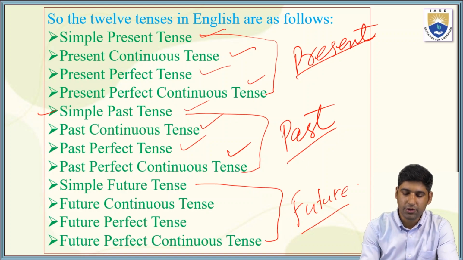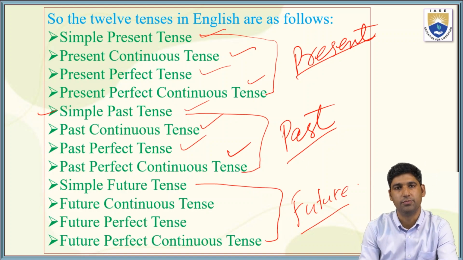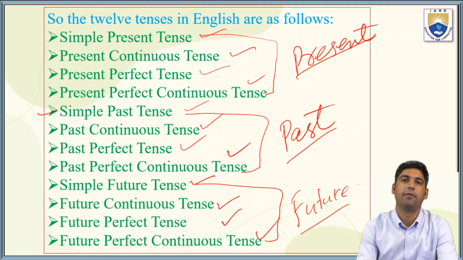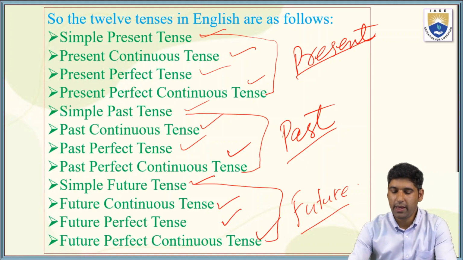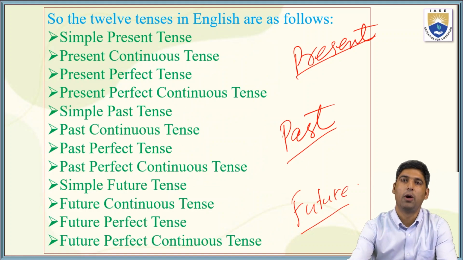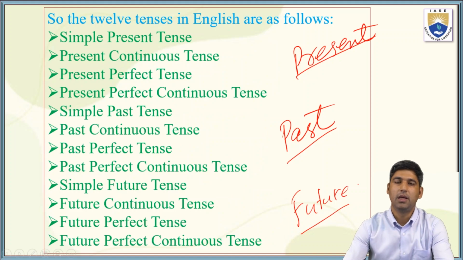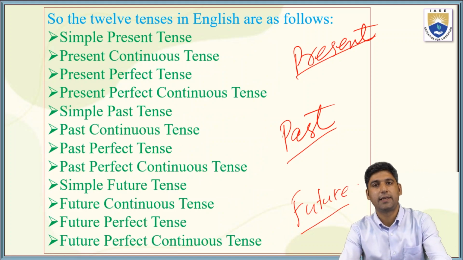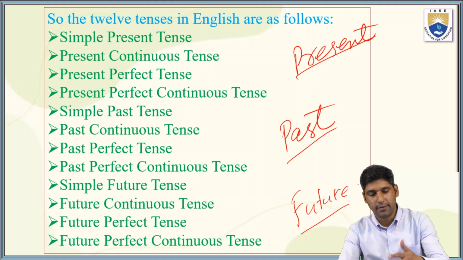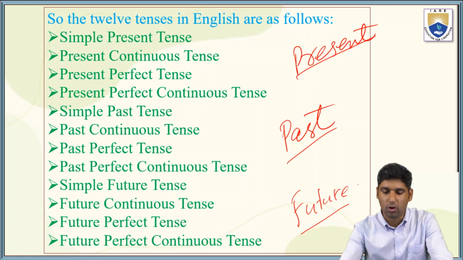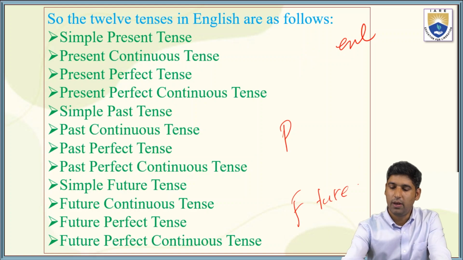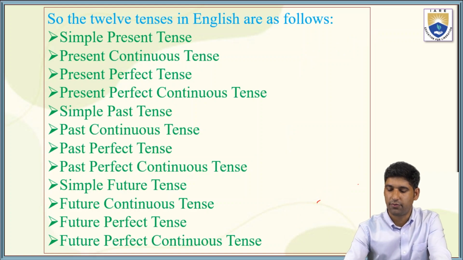Then for the future, we have again four forms. Future simple is there, future continuous is there, future perfect tense is there, and future perfect continuous is there. So in total, we have 12 forms of tenses. These 12 forms of tenses are reflected on the screen. I just narrated all the 12 forms. Now let's see what these different forms are.